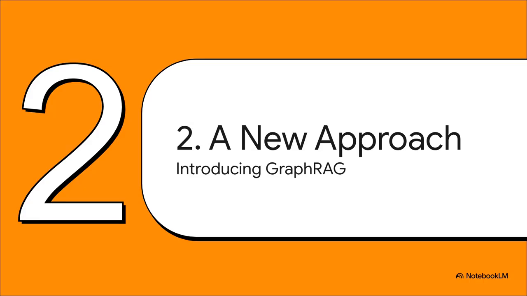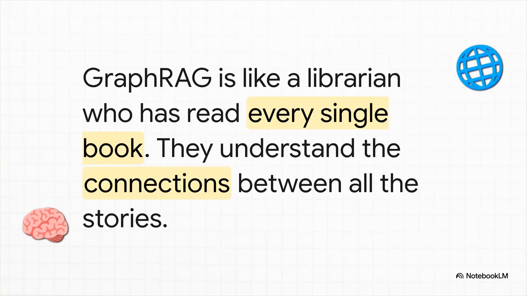So, if that's the problem, what's the fix? Well, it's this brand new approach called GraphRAG. And trust me, it represents a completely different way of thinking about information itself. Okay, let's go back to our librarian. If the old way, vector-RAG, is the librarian with the perfect card catalog, then GraphRAG is the librarian who has actually read every single book in the library. They don't just know where to find stuff, they understand the content, the characters, the themes, and, this is the crucial part, they understand how all the different stories connect to each other.